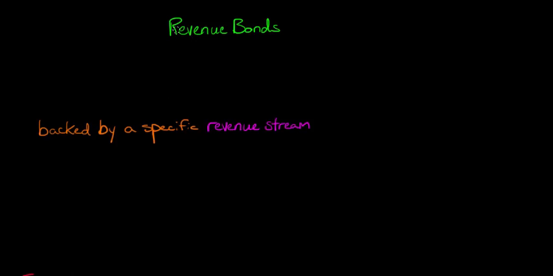We've been talking about different types of municipal bonds, and in our last video we talked about general obligation bonds, otherwise known as GO bonds. And GO bonds were backed by a municipality's power to tax its citizens, to raise property taxes if need be, to collect the income to service the debt.